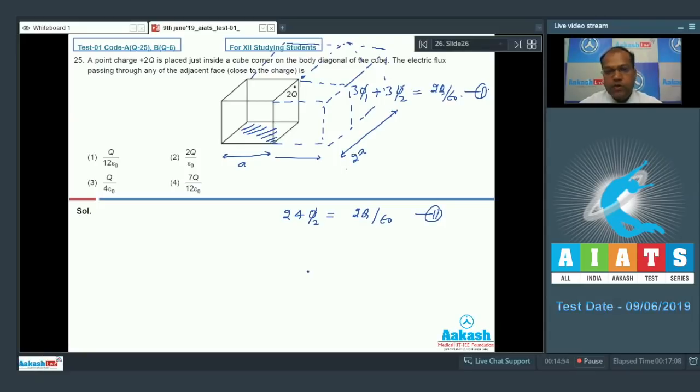If I solve equations 1 and 2, then the value of phi1 comes out to be 7q divided by 12 epsilon naught. So option 4 is the correct answer. Let's move to question number 26.